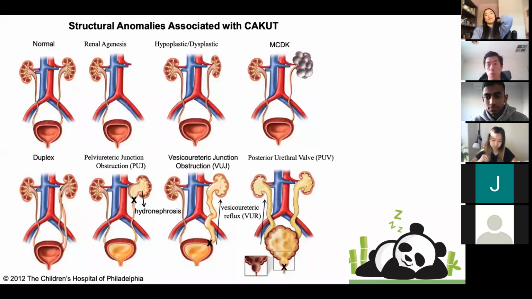Okay, CAKUT. So this picture here is really all you need to know for CAKUT. I would not stress about anything else. This picture shows you all the different types, and it also illustrates the complications. So here we have a normal urinary tract, your 2 kidneys, 2 ureters, 1 per kidney, going into your bladder, entering at an oblique angle, very, very important to remember. And that's a nice, normal, healthy system.